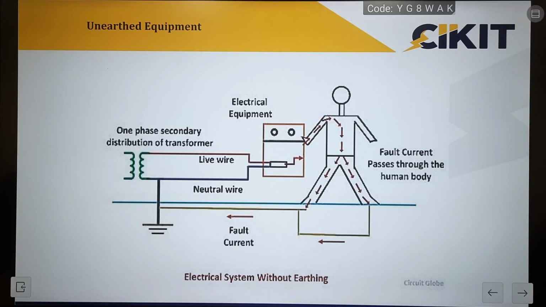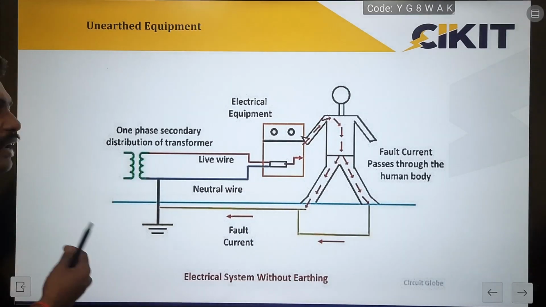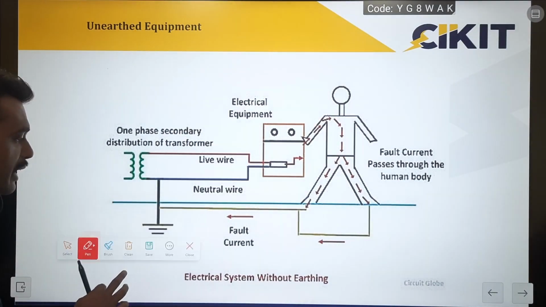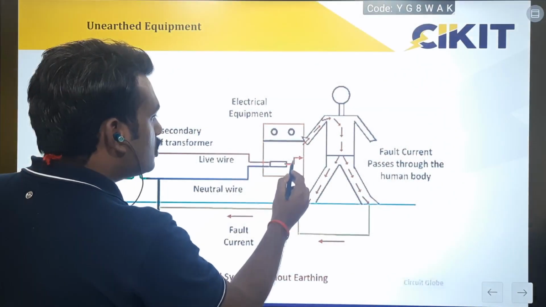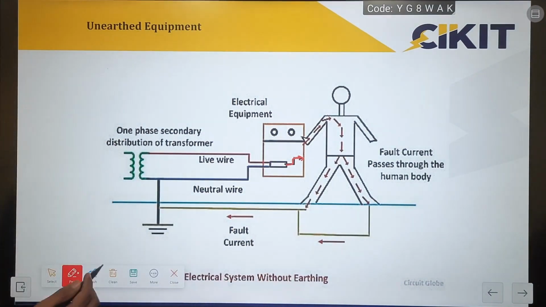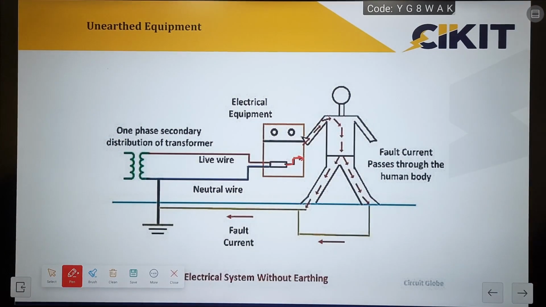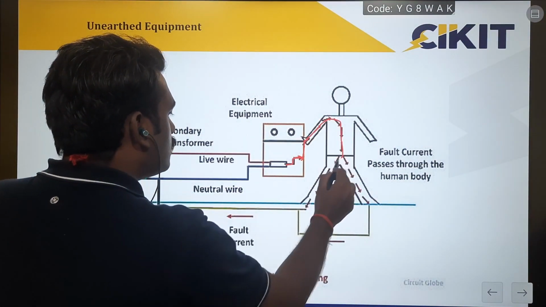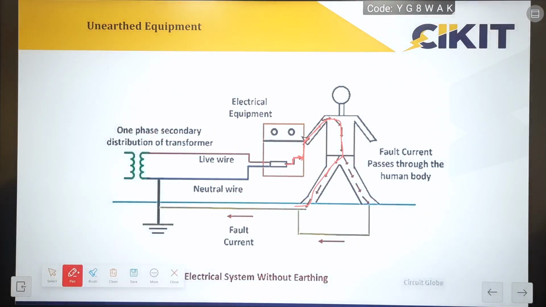If you take this as an example, here we have not provided earthing for this equipment. So if by accident the live wire makes contact with this metallic structure, then the metallic enclosure becomes live. If any person makes contact, then the current will flow through the metal body, and in this case he will be electrocuted.